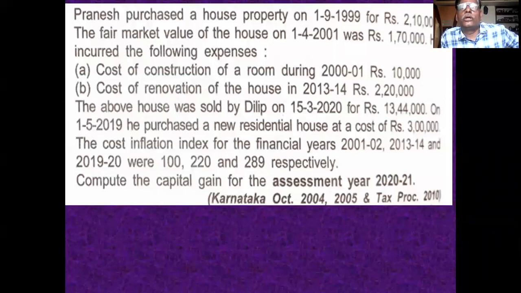2,10,000 is the more. Whichever is more is considered as cost of acquisition. Clear? Then cost of construction of bathroom, rooms: 2,000 and 2,001, 10,000. Will you consider this point or not? Point A is to be considered or not?